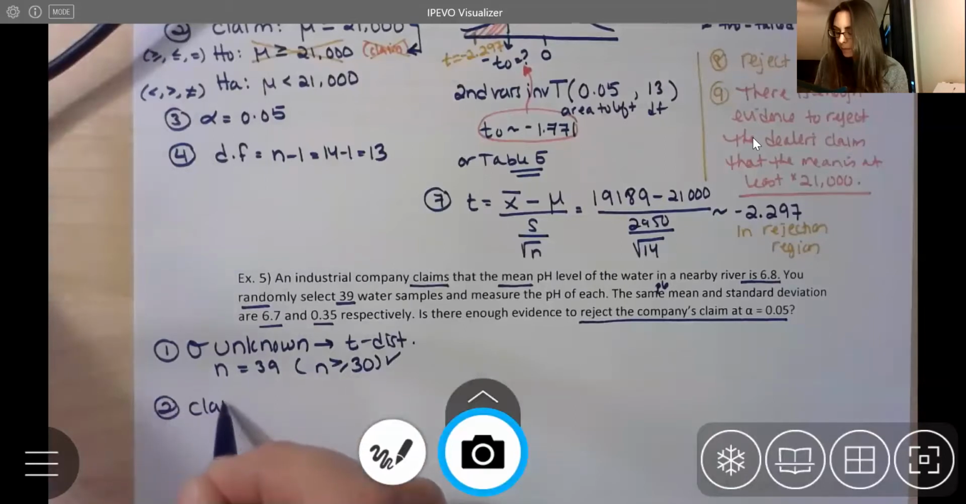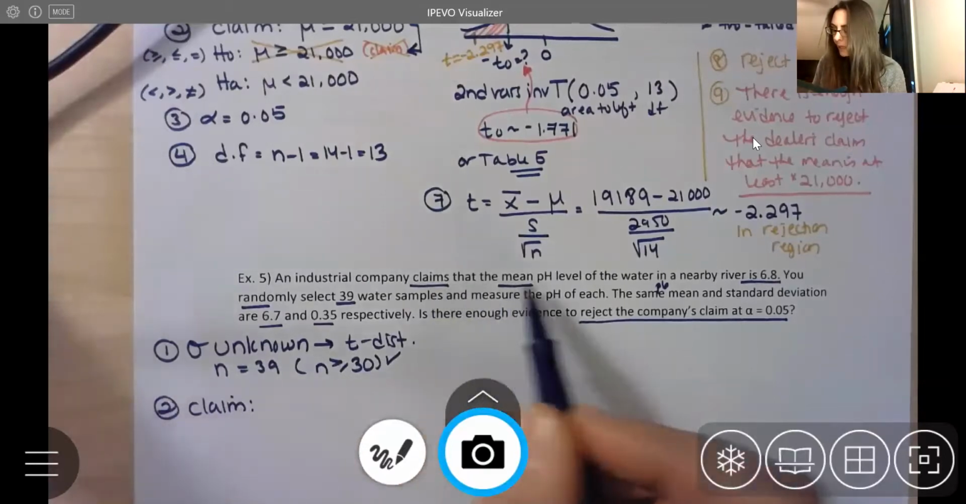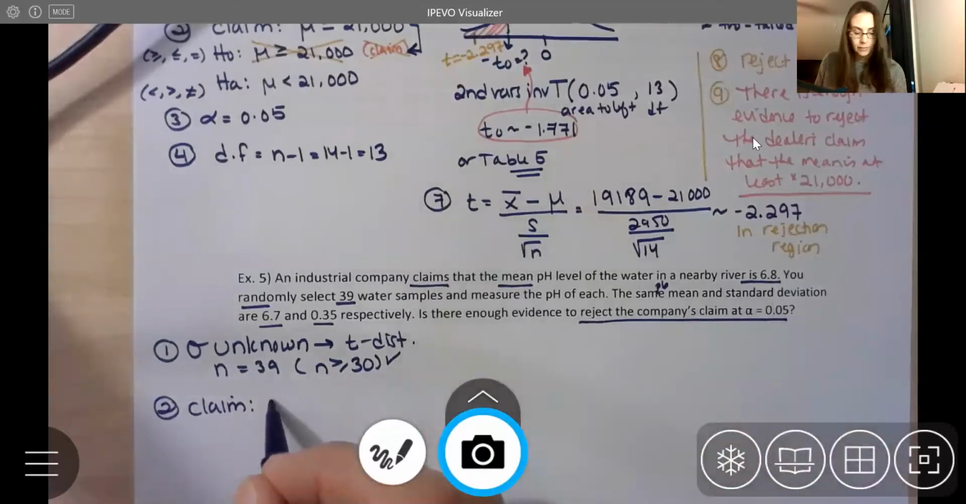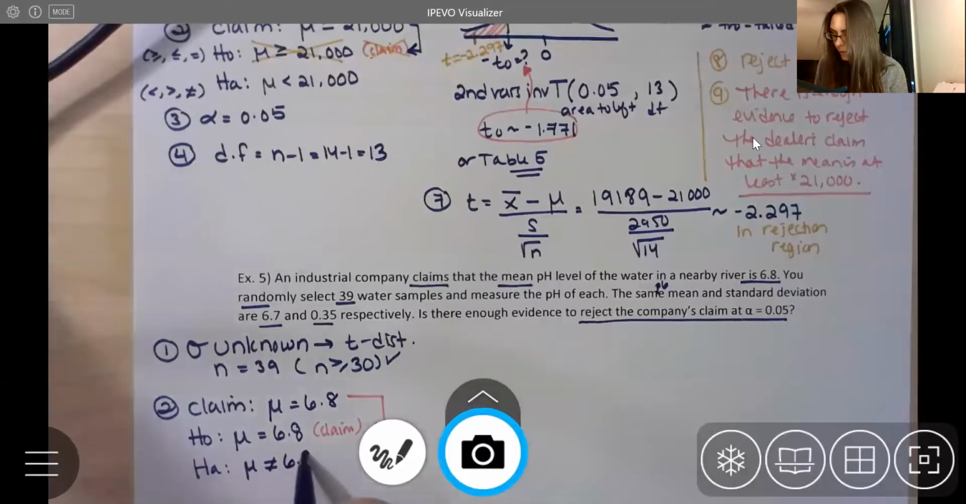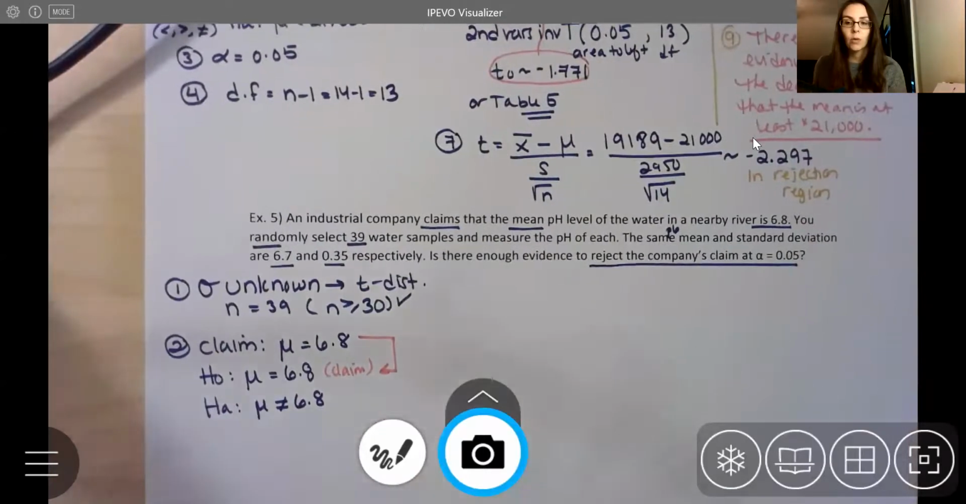Now we're going to set up our claim. So our claim is that the mean is 6.8. Now, your null hypothesis always has some sort of equal sign. So in this case, your claim happens to also be the null. And your alternative is the opposite. So the opposite of equals is not equals here. Again, you don't want to make any assumptions about greater than or less than if none of them are stated in the problem. So if there's no wording that implies greater than or less than, then you are likely using not equals there for your opposite.